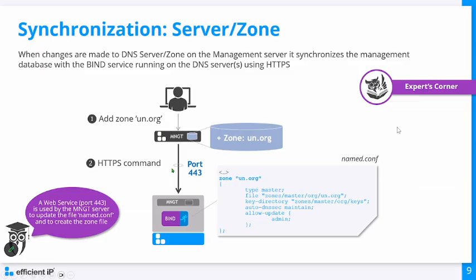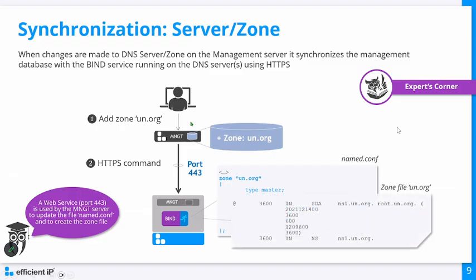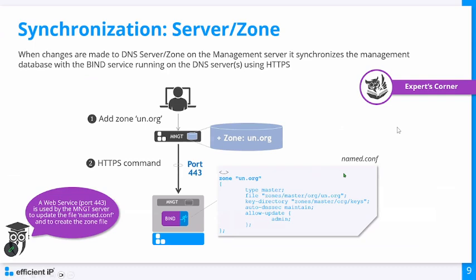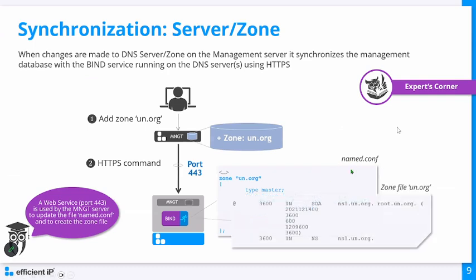So if you have a firewall between the management and the DNS server, you have to allow port 443. So this is the name.conf, and then you will have the zone file. The zone file will be created with two resource records: one is a SOA, one is the name server resource record when you create the zone.